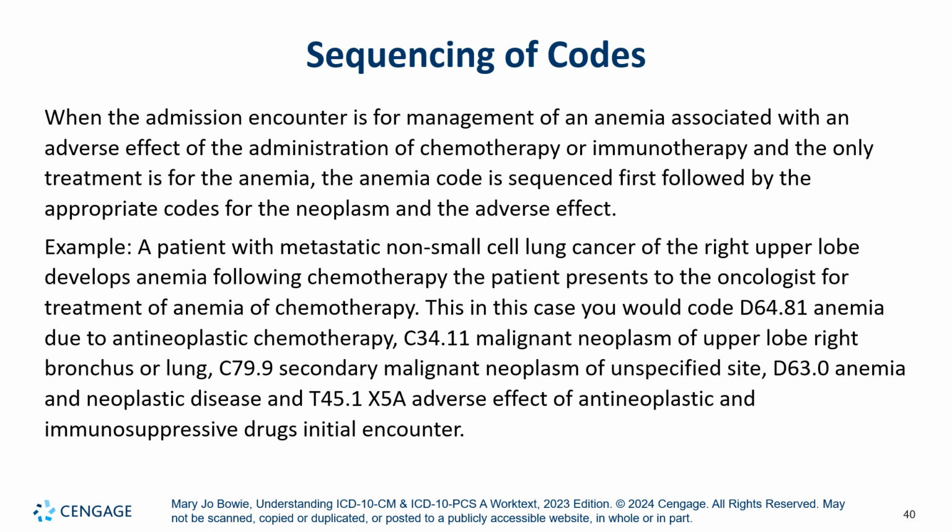When the admission encounter is for management of an anemia associated with an adverse effect of administration of chemotherapy or immunotherapy, and the only treatment is for the anemia, then the anemia code is sequenced first, followed by the appropriate code for the neoplasm and the adverse effect. So an example of this would be a patient with metastatic non-small cell lung cancer of the right upper lobe develops anemia following chemotherapy. Patient presents to the oncologist for treatment of the anemia of chemotherapy.